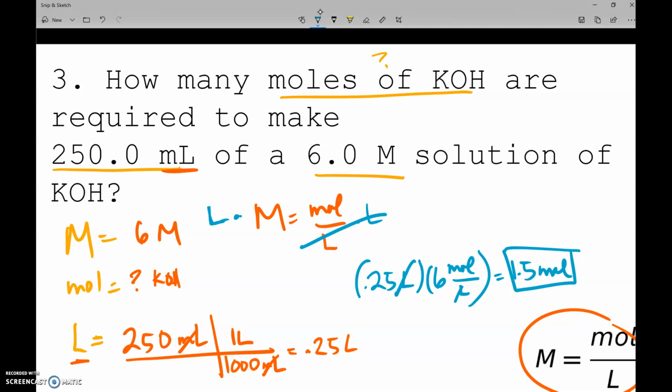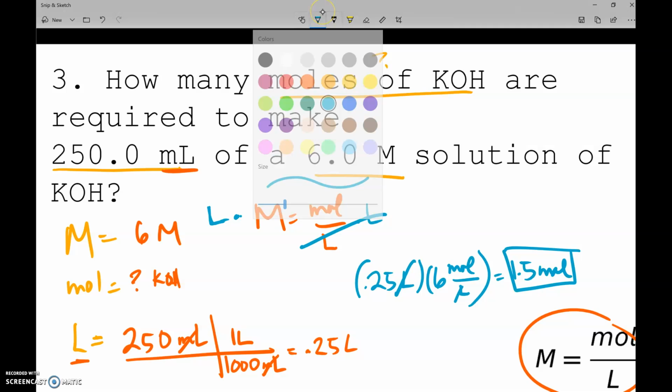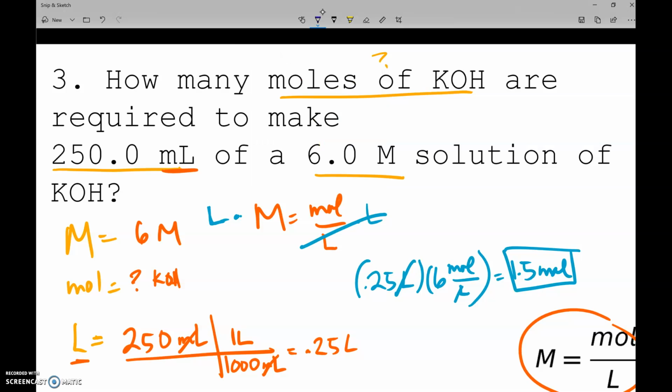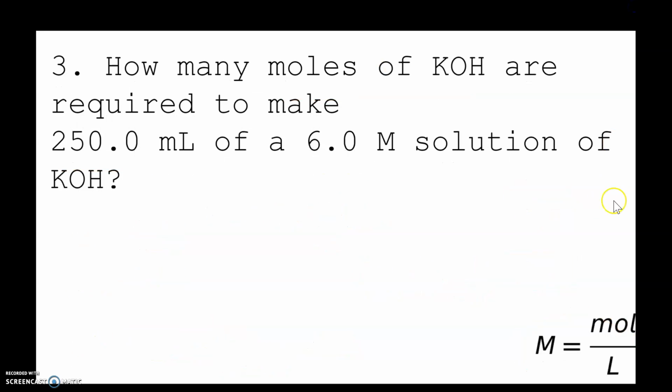Now remember, you can always plug your information back in and solve for something else. For example, to check if we did this right, we could solve for molarity. I take my 1.5 moles and divide by my liters, 0.25, making sure it's in the correct units. 1.5 divided by 0.25 gives 6. Oh, look at that, that matches my molarity. It's so nice when you do equations because you can always double check to make sure you have the right answer. Okay, let's move on to number 4.